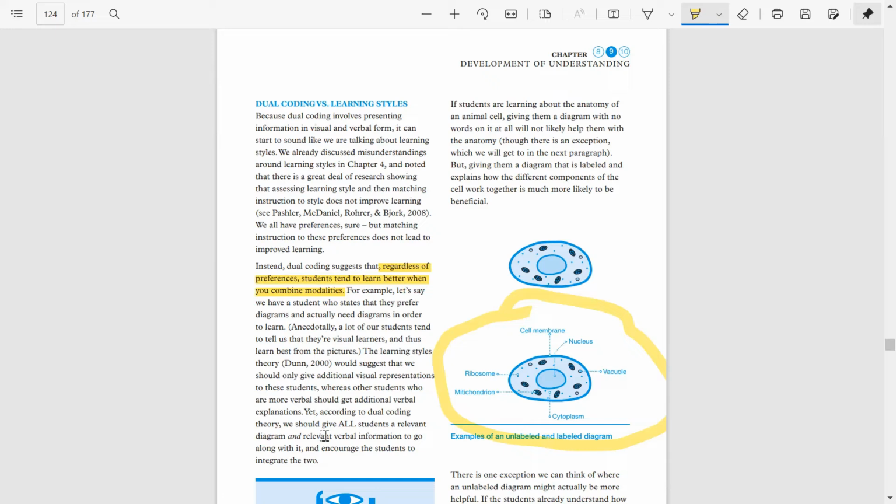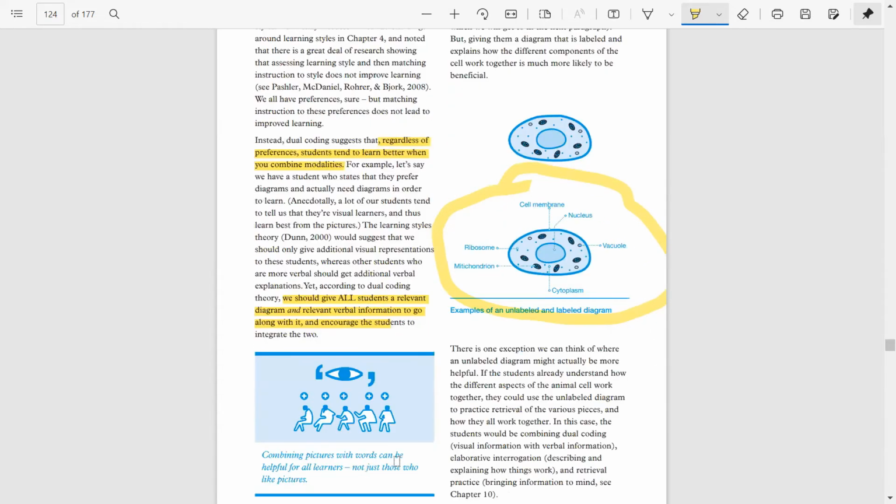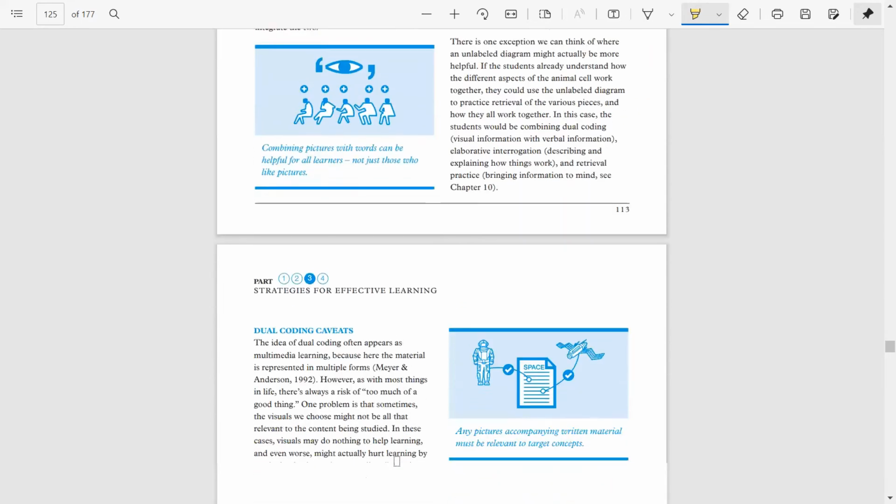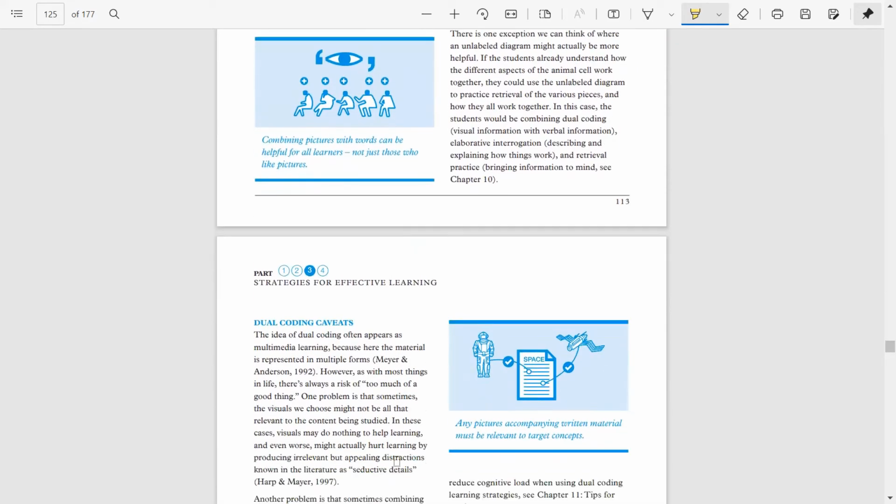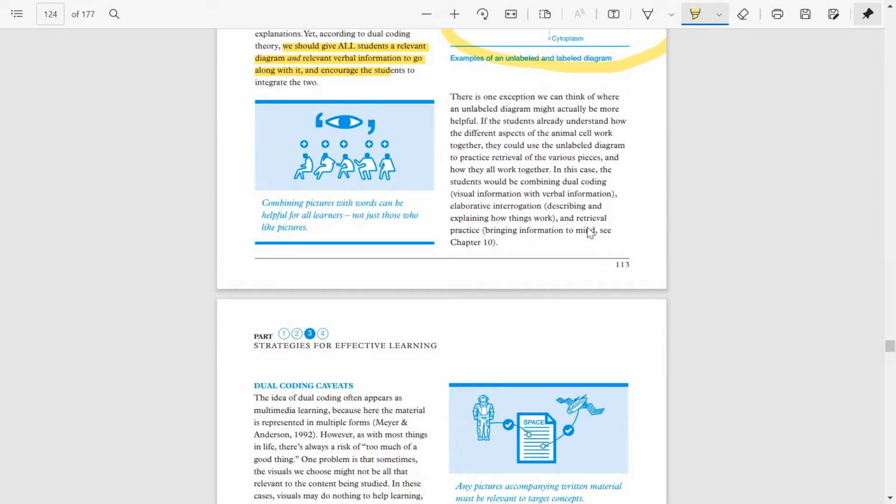Here we go. And here it says we should give all students a relevant diagram and relevant verbal information. So that's good to know as well. It's a good explanation. The theory itself has some complexity, but it's basically a very simple idea, which is that we learn well when we have visuals, and we can communicate quite effectively with visuals as well.